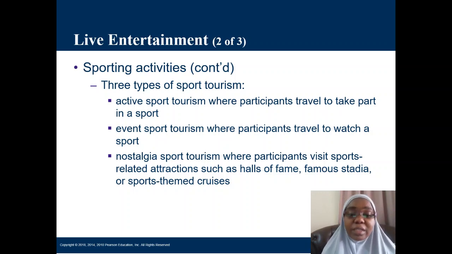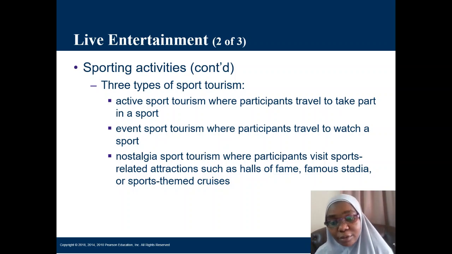And the third type is the nostalgia sport tourism, where participants visit sports-related attractions, such as Halls of Fame, famous stadia, and sports-themed cruises. So these are the types of sports tourism. You are either traveling as a participant, all right, to go and take part, or you are traveling to watch a sport, or you visit sports attractions.